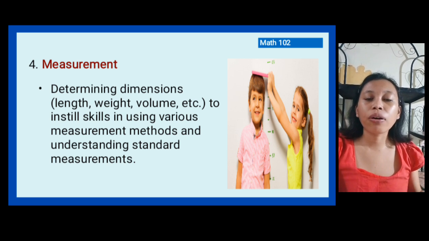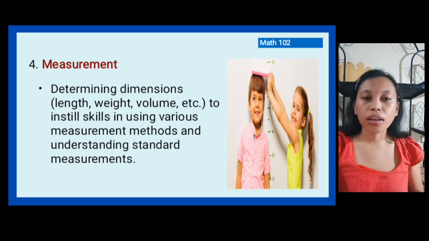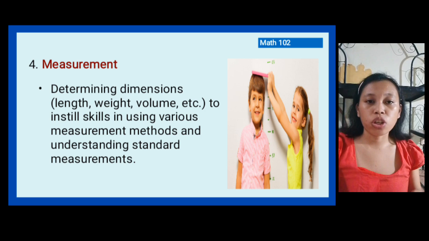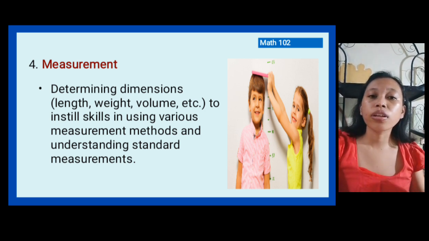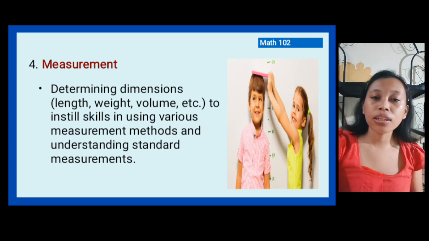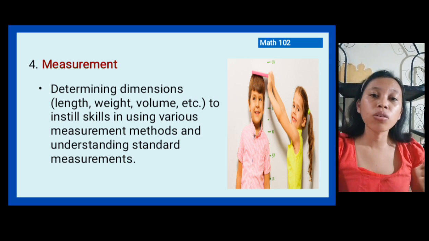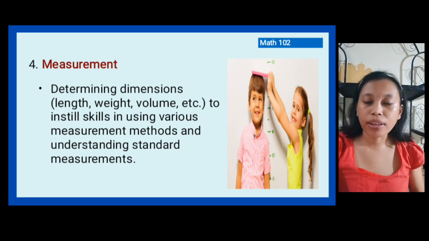This is about using tools and techniques to determine the size, the width, or other quantifiable aspects of objects. It introduces the concept of standard units of measurement. Example, students measure the plants on the school grounds using rulers, and then they compare their measurements using standard units like inches or centimeters. That's measurement.